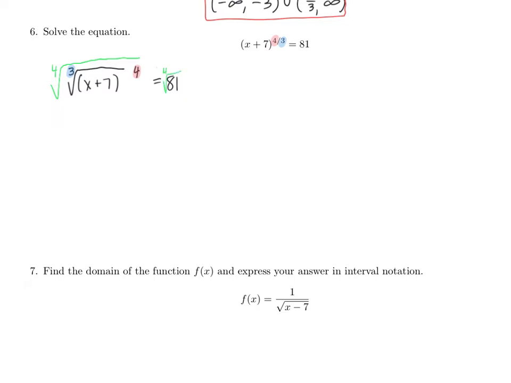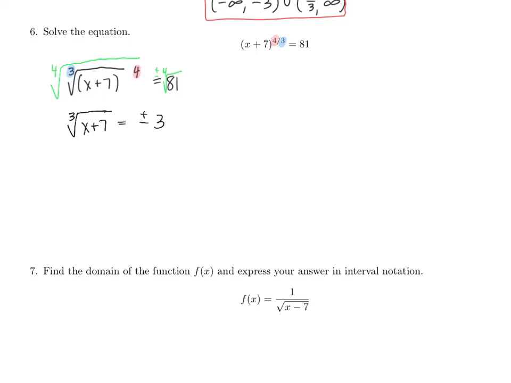Okay. You need to put in a plus or minus because you're taking an even root, a fourth root. So the fourth root will undo the fourth power. On the left-hand side, you will have the cube root of x plus 7 left. And on the right-hand side, you'll have plus or minus 3. The fourth root of 81 is like taking the square root twice, so that would be 3.